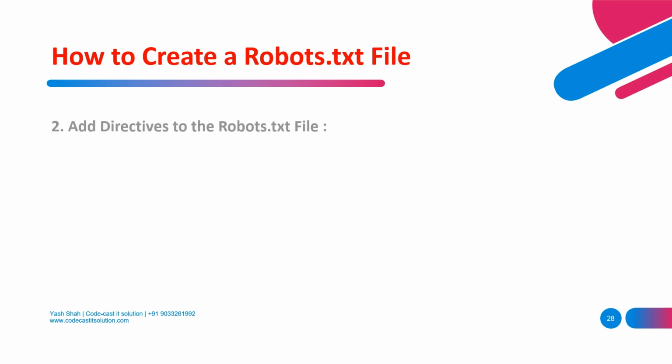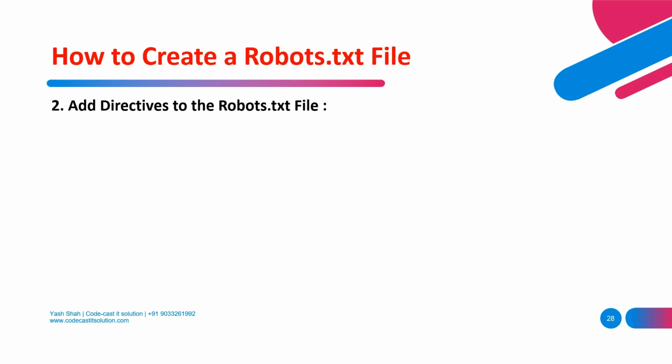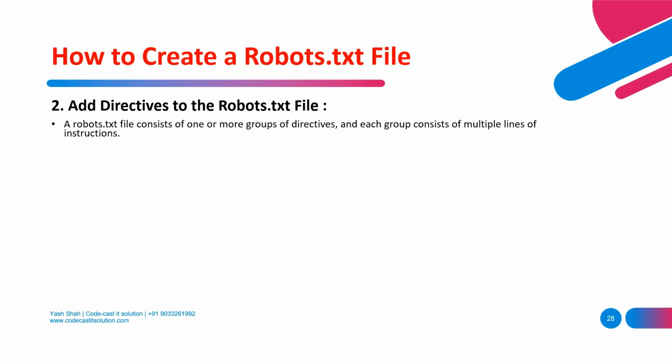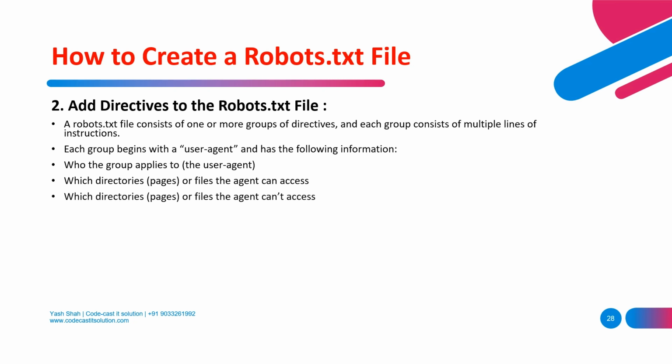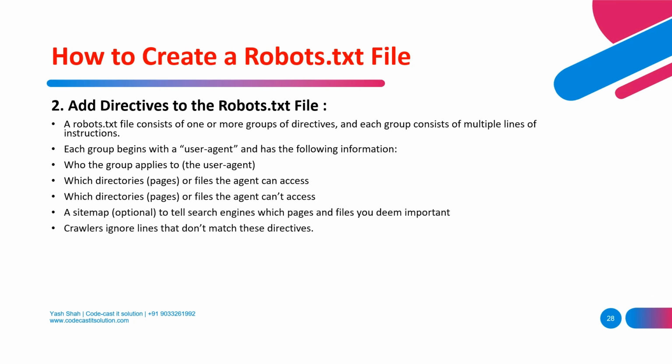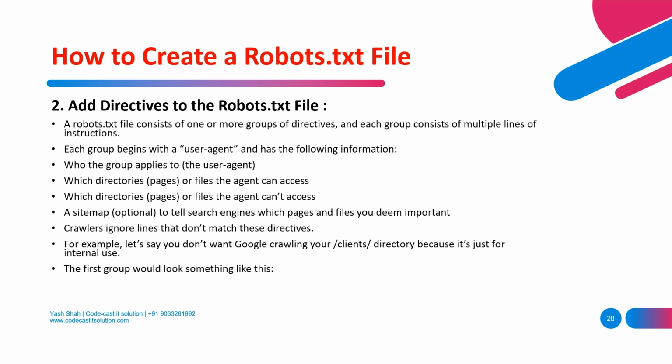2. Add directives to the robots.txt file. A robots.txt file consists of one or more groups of directives, and each group consists of multiple lines of instructions. Each group begins with a user agent and has the following information. Who the group applies to, the user agent. Which directories, pages, or files the agent can access. Which directories, pages, or files the agent can't access. A sitemap, optional, to tell search engines which pages and files you deem important. Crawlers ignore lines that don't match these directives.